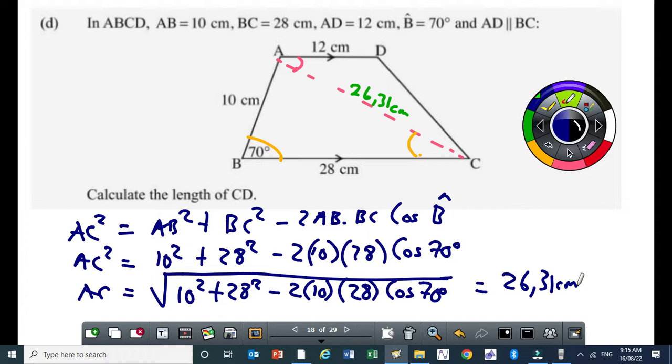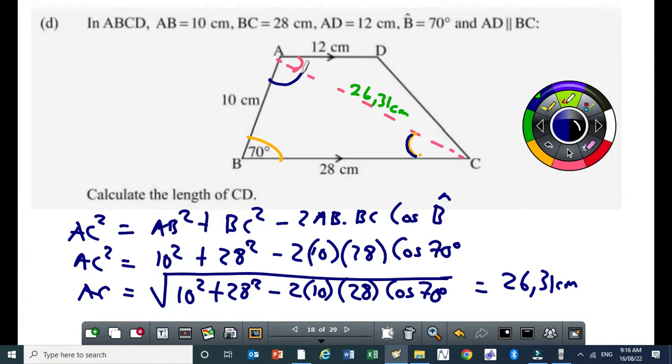So, now that we know the length of AC, okay? We now have to calculate the size of this angle. Once we know this angle, because AD is parallel to BC, therefore angle DAC is going to be equal to that angle because they are alternate. And once we get this angle, we can also get that angle there, that is angle BAC. And the question becomes a piece of cake after that.